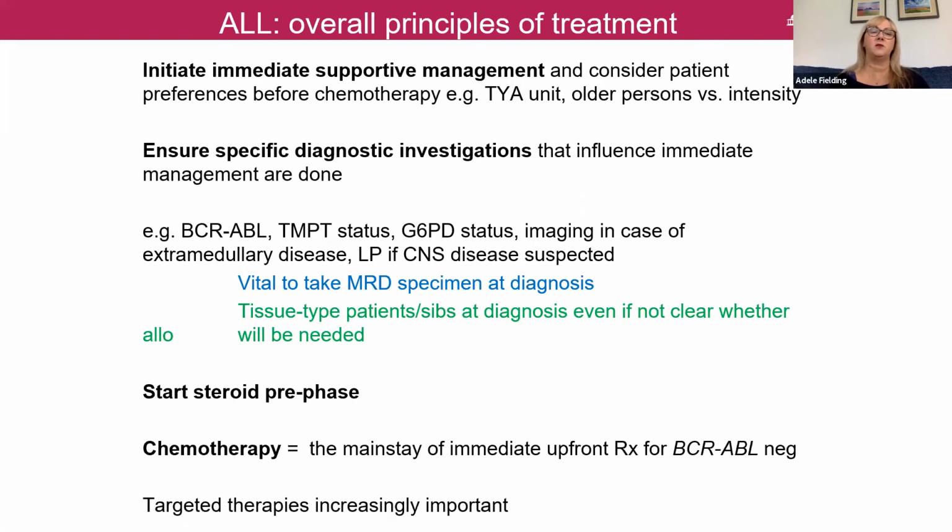And usually the results are given back to the actual siblings as opposed to the patient themselves. So it can be a tense time because everybody wants to think they have a donor. And it usually takes a few weeks to work that out. And even so, we might not be using an allogeneic bone marrow transplant. It's important that we know whether we have a donor. And then we would normally start a steroid pre-phase.